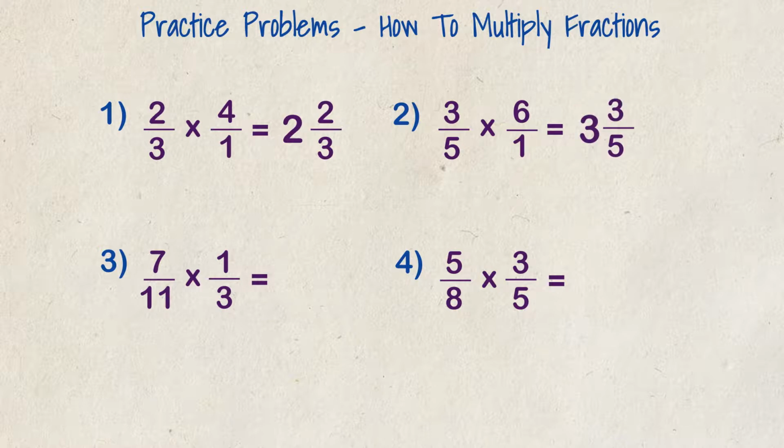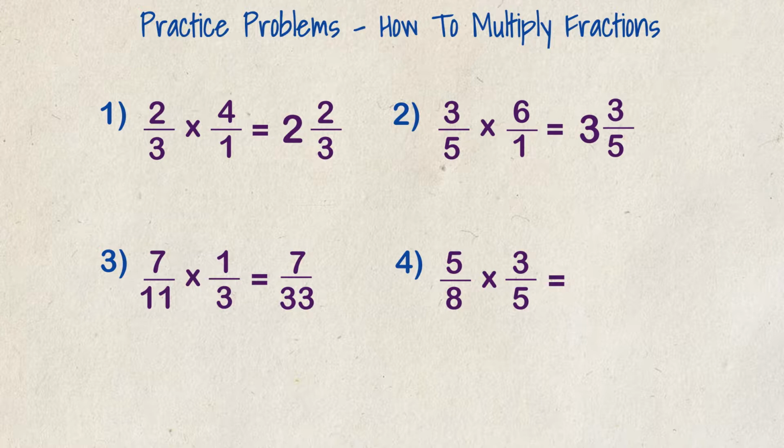Example 3, 7/11 times 1/3. No need to change anything for this one. Let's just multiply straight across. 7 times 1 is 7. 11 times 3 is 33. 7 over 33 is the final answer.